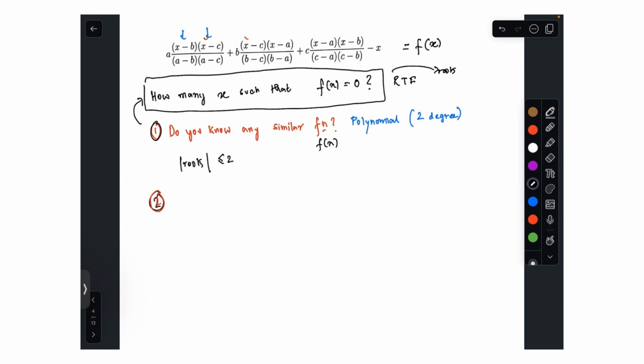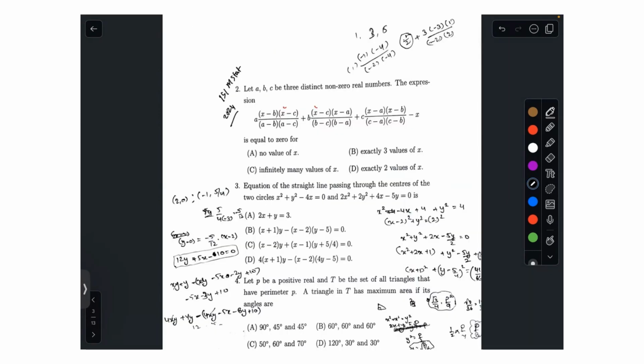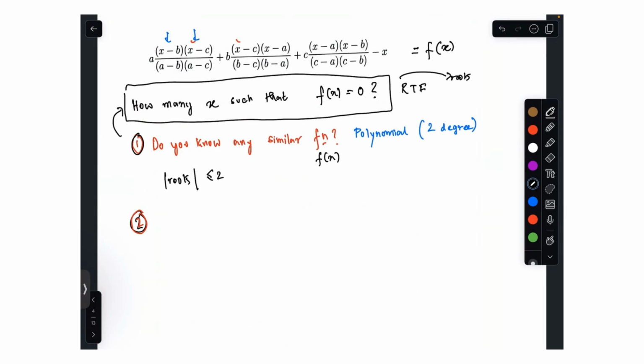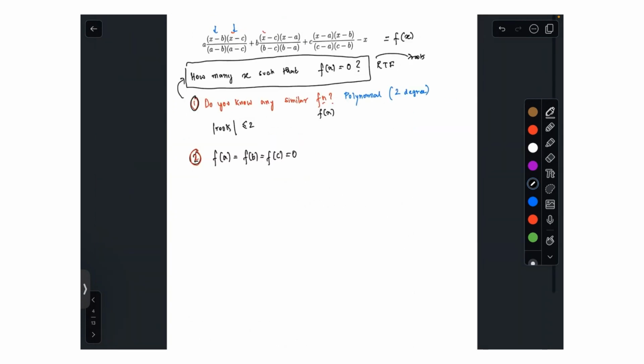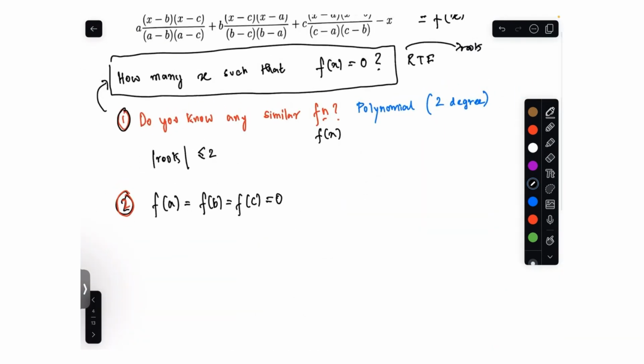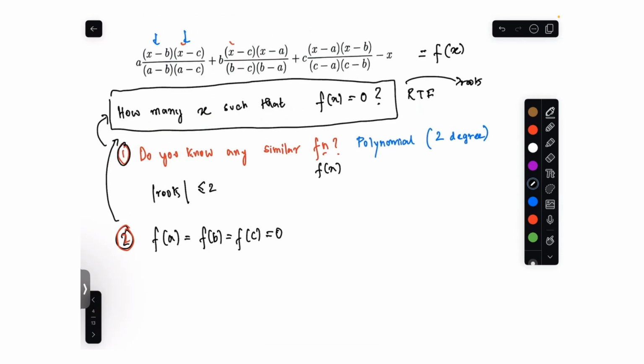Now we want more. We know at most 2. Here it's asked about exactly how many values, so we need to be very precise. This means we have to use more information about the function f(x). So we look into the expression of f(x). If you put a, b, and c, you will see that the value of f(x) is 0. And what information is given on a, b, and c? They are distinct. So what does this second information tell you about f(x)? It says the number of roots is 3.